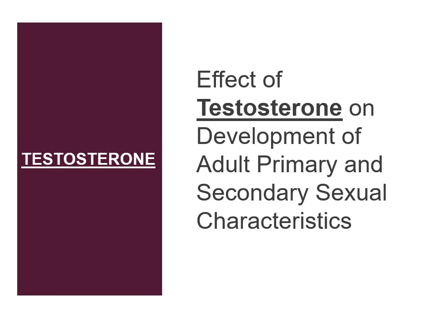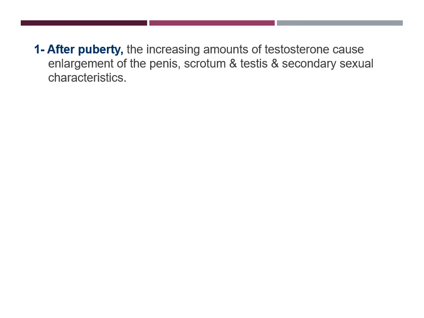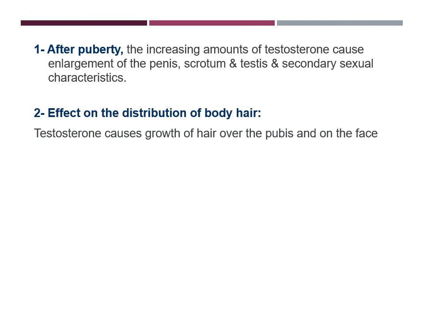The effects of testosterone in adult life and after puberty are the appearance of primary and secondary sexual characteristics. So after puberty, increased testosterone release will cause enlargement of the male sex organs, as well as the appearance of secondary sexual characteristics of males.